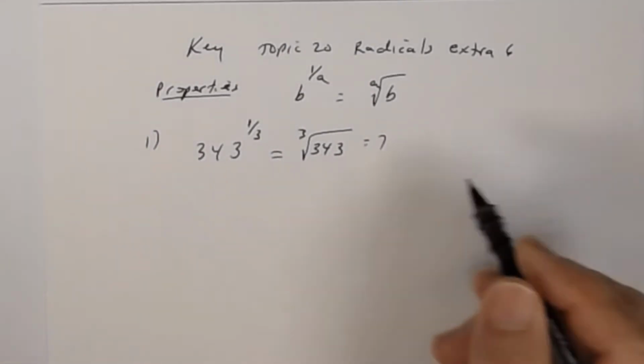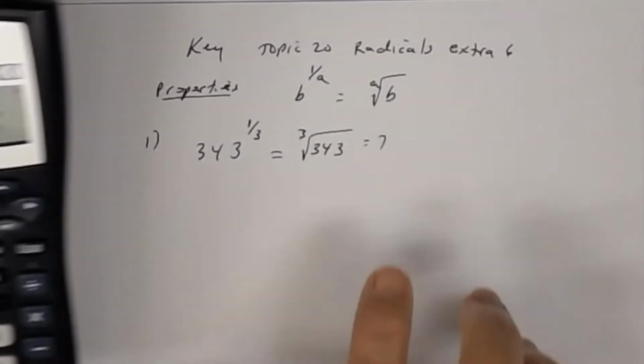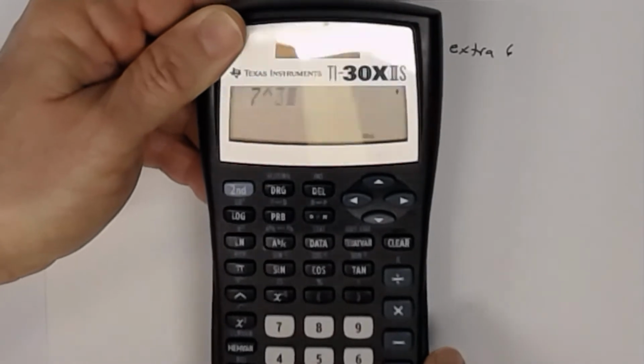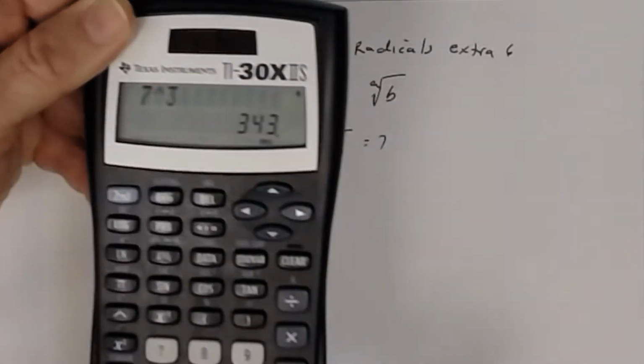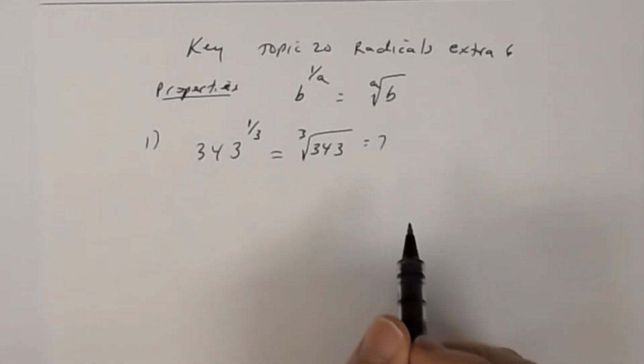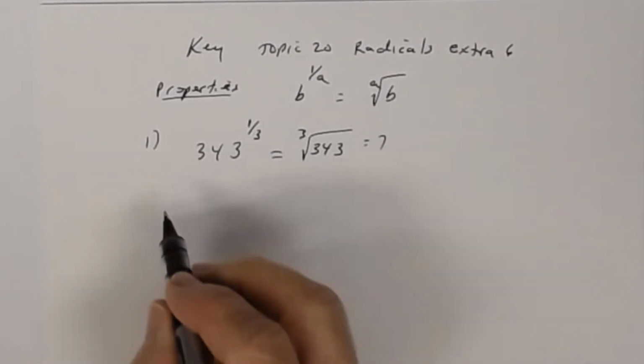And it kind of makes sense, right? Because 7 times 7 times 7 is 343, so 7 raised to the 3rd power is 343. So always check yourself. It's pretty easy to check yourself with radicals, with a lot of stuff that we do with radicals. Okay, number 2.